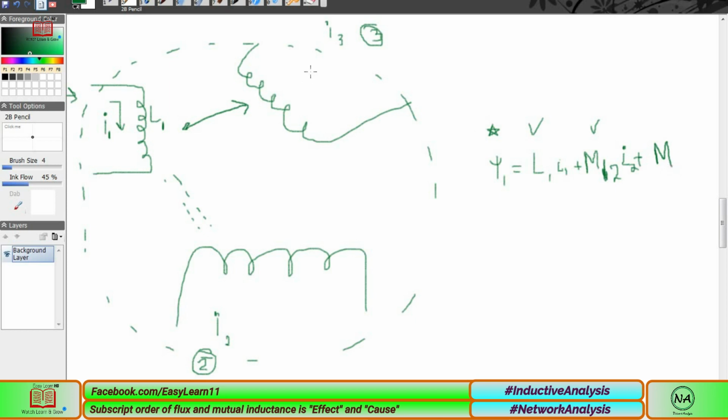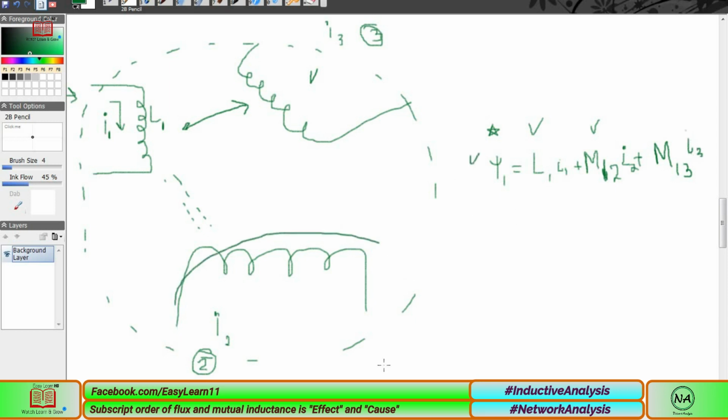Mutual inductance due to this system in the circuit 1 will be mutual inductance in coil 1 due to current I3, taken as M13, and now I3. So this is very important.